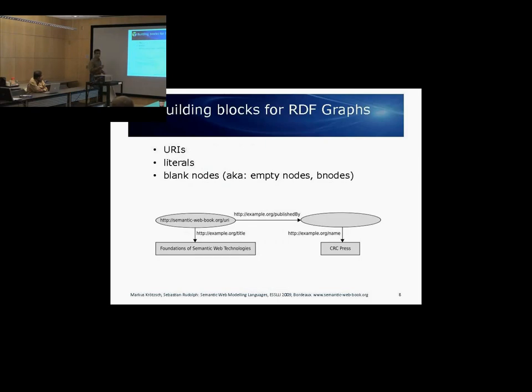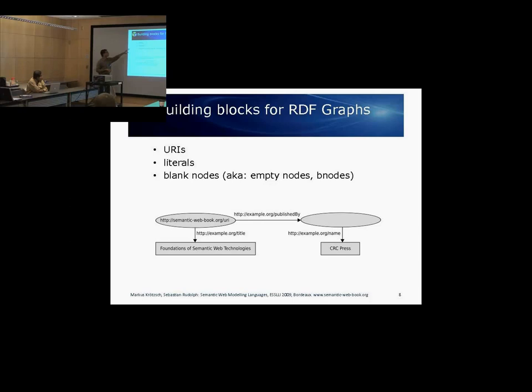So what are the building blocks for a particular RDF graph, which we saw two slides before this? The things which you need are URIs, literals, and blank nodes. Now, as we are all familiar, URIs can be used for denoting anything which you want to represent on the web. So that forms a major component of this graph.